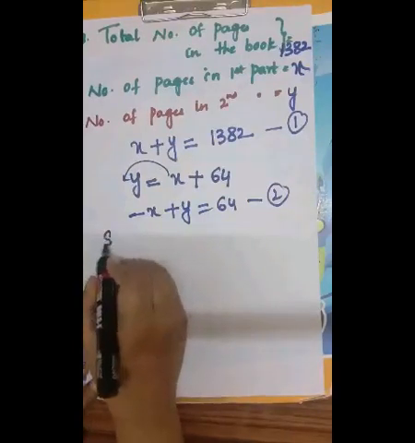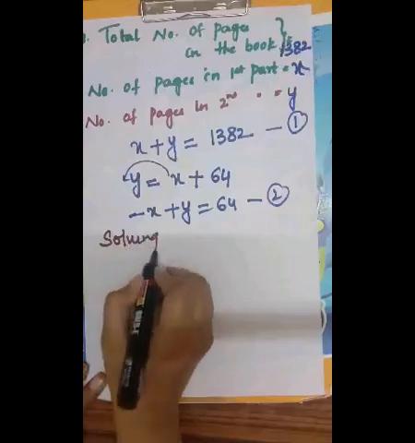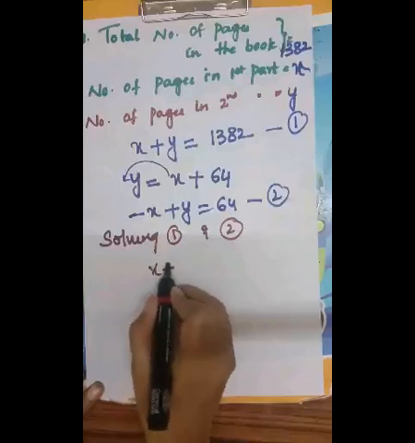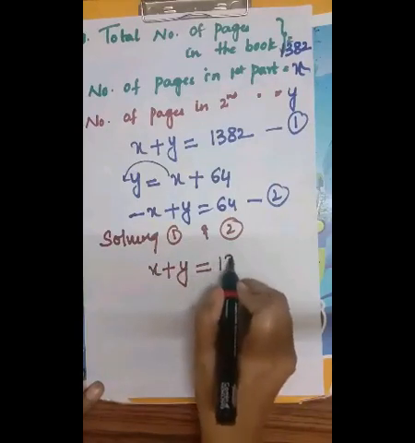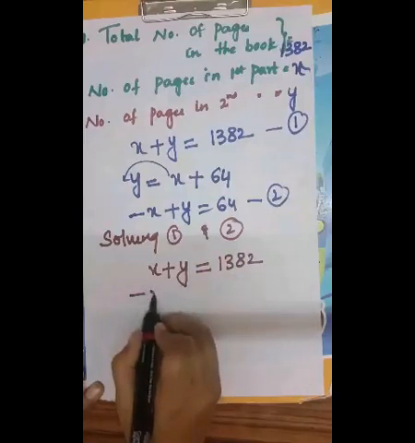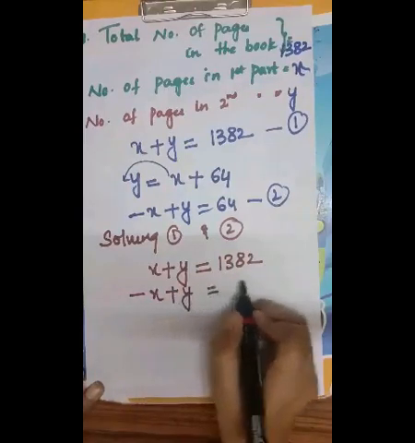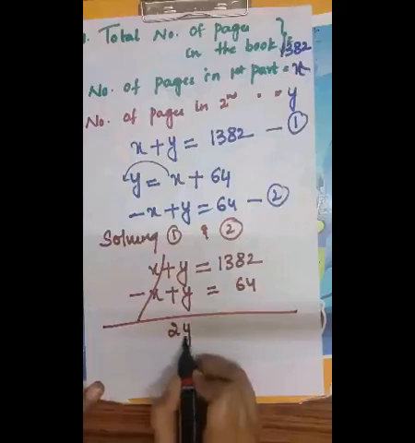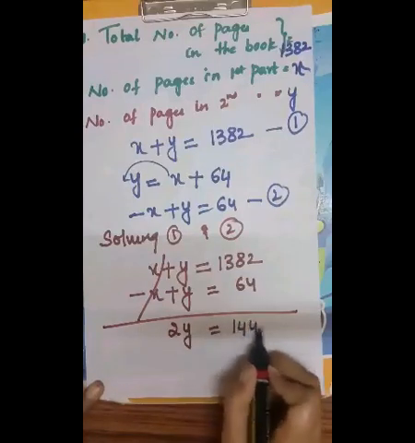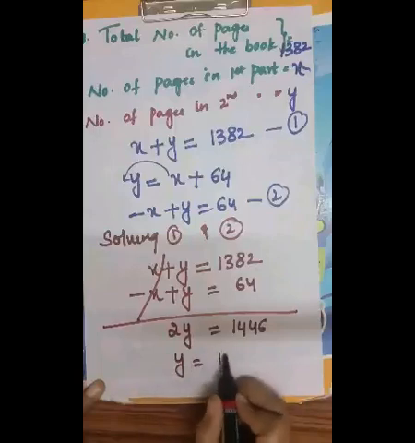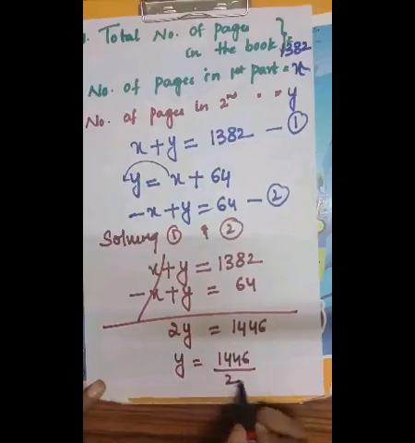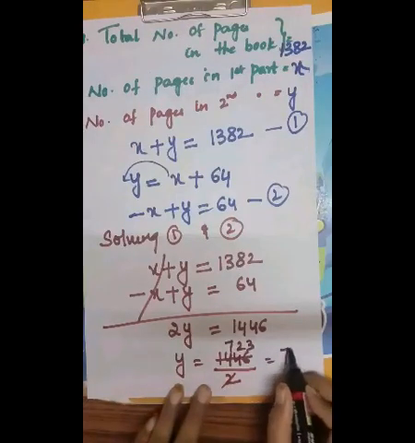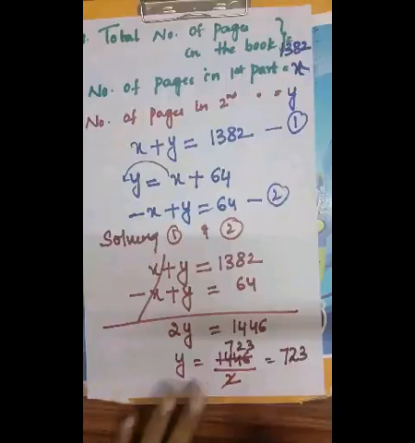Now what we are going to do? Solving equation 1 and equation 2. That is x plus y is equal to 1382, minus x plus y is equal to 64. Plus and minus cancel. 2y is equal to 1446. Y is equal to 1446 by 2, which is 723. We got the value of the second part, that is 723.